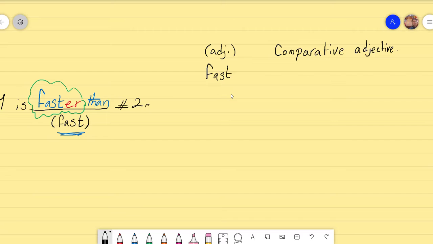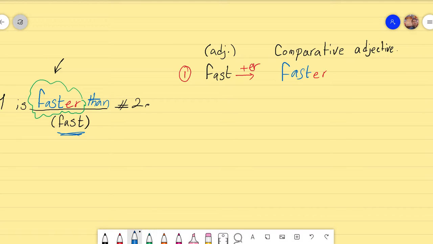Now, how do we make a comparative adjective? For example, we have fast. What is the comparative adjective of fast? You can see it here. Say faster. Exactly. So the first rule is to add er.